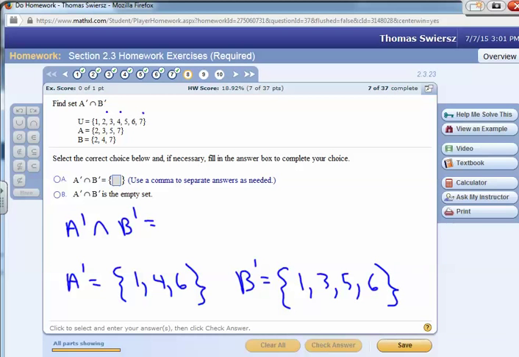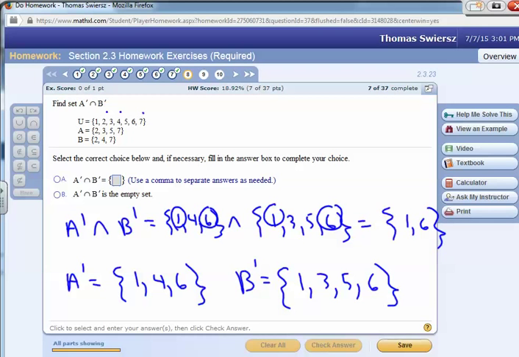correct? Okay. So now we're taking A complement, which is 1, 4, 6, intersecting it with B complement, which we got is 1, 3, 5, 6. And intersection is common to both, so the 1 and the 6 are common to both of these. So finally our answer is 1, 6. We did the complements first, and then after we did the two complements, we intersected them, found what's common to both, which are the elements 1 and 6. All right, very good.